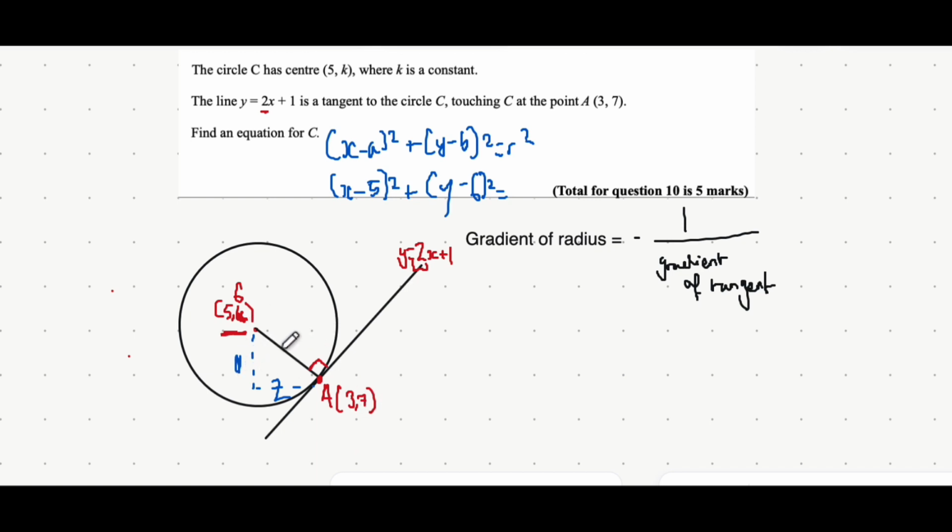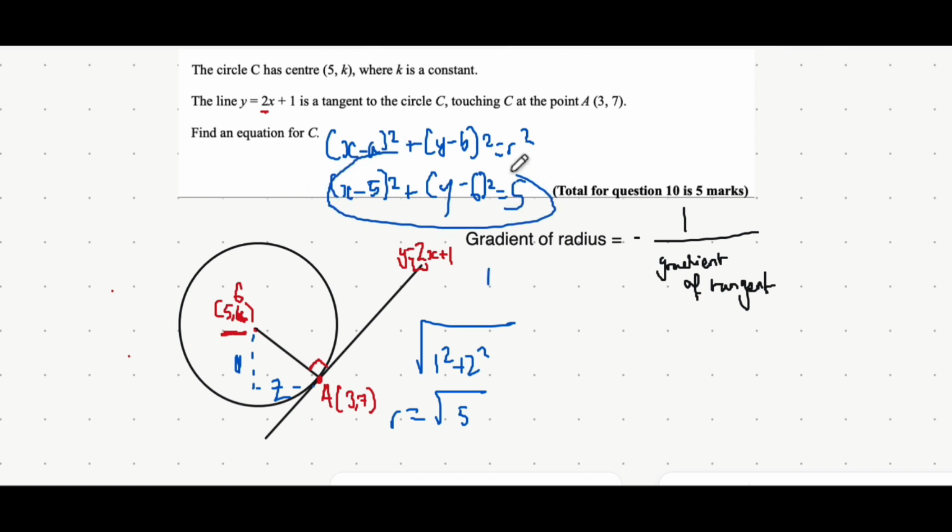And so this length here is found by Pythagoras. It's square root of 1 squared plus 2 squared. Let's do that. 1 squared is 1, 2 squared is 4, so 1 plus 4 is 5, so it's root 5, the radius. Meaning the square of the radius will be just 5. And this is the final equation of the circle that you're looking for.